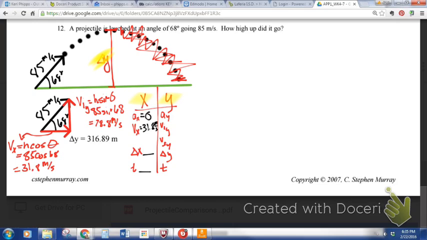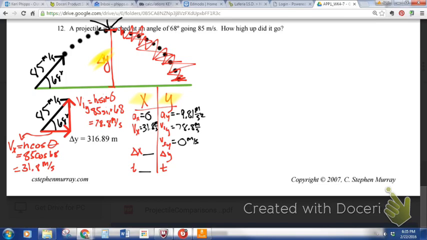Now, over on the y-hand side, let's take a look at that. Acceleration is always negative gravity, which is negative 9.81 meters per second squared. Our initial velocity in the y is 78.8 meters per second. And our final velocity in the y is 0 meters per second. What? Where'd that come from? That came from the fact that we're only looking for the height.